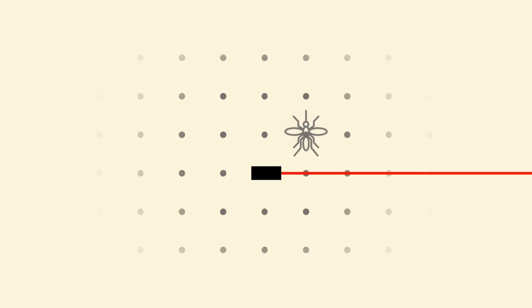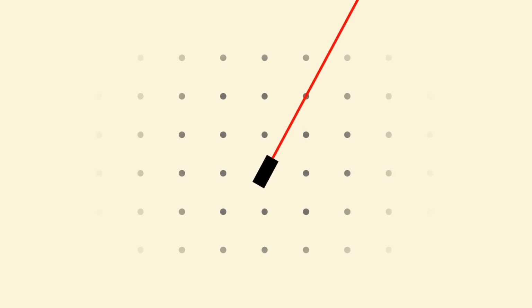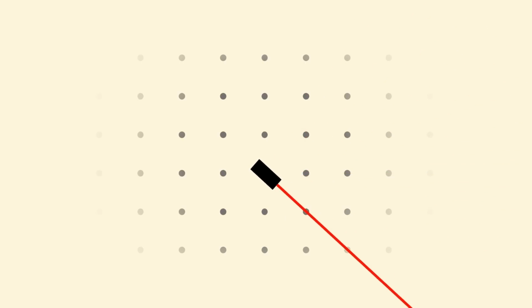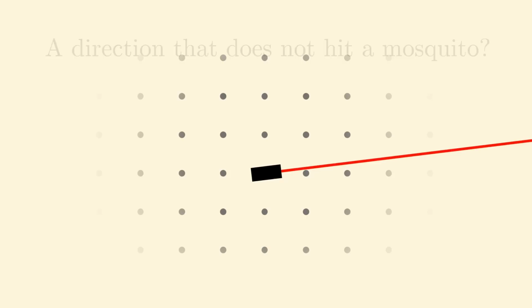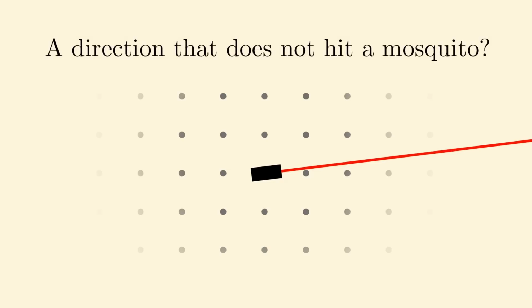Consider again the plane of integer coordinates. You stand at the origin with a laser gun. At every point sits a point-like mosquito. The puzzle is, can you point your laser in a direction such that it doesn't hit a single mosquito? Can you solve this puzzle before my next video?